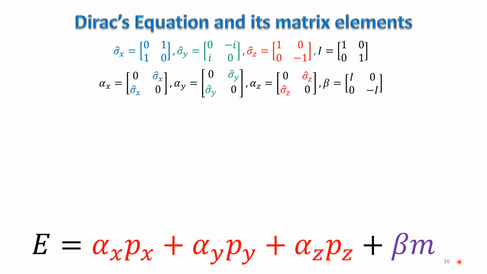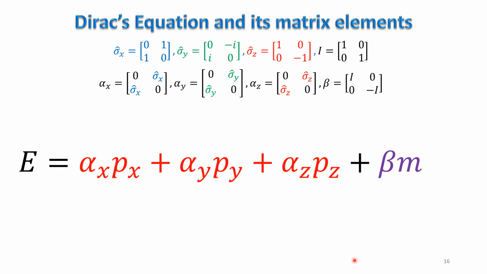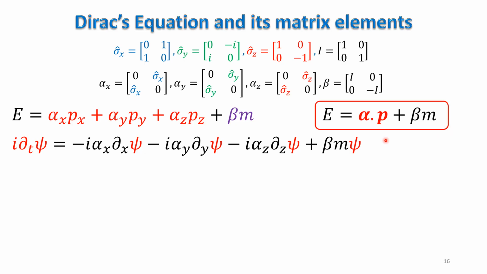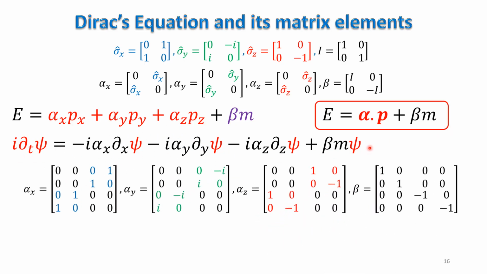Now E is equal to alpha x px plus alpha y py plus alpha z pz plus beta m. This is the energy equation, which is the Dirac equation, and if you write it in terms of operators it will be the Hamiltonian for Dirac. We'll touch that later on. In the compact version, alpha x px and so on can be written as alpha bar dot p bar, so that a dot product yields something like this, plus beta m. Now in terms of operators, if I write this, this becomes Dirac's equation.